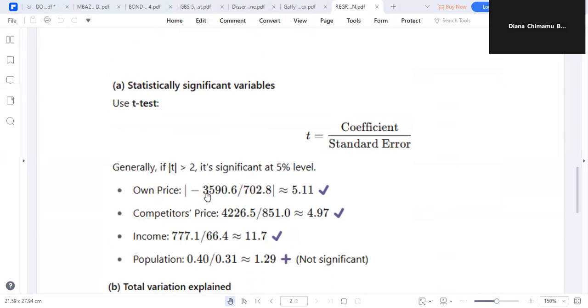So for the own price, negative 3,500 over 700, we're getting 5 point something. So that is more than 2. So it is what? Statistically significant at 5%. If we go to competitor's price, 4,200 over 851, it's more than 2, significant. 777 over 66 is 11 point something, so it's also significant. 0.4 over 0.3, this is 1.29. This one is less than what? 2. So this one is not statistically significant.